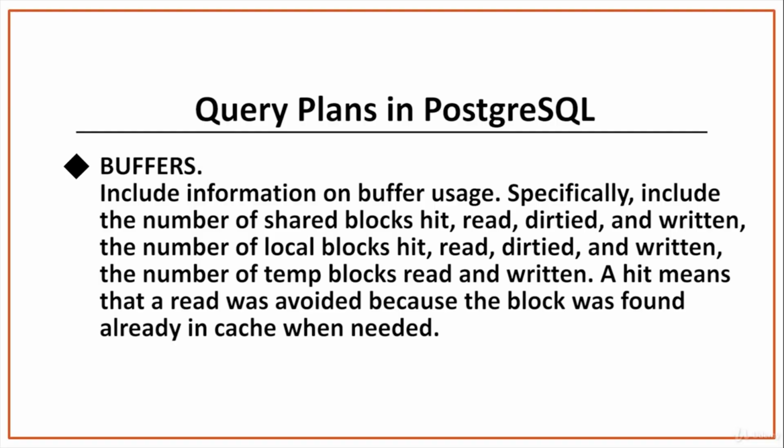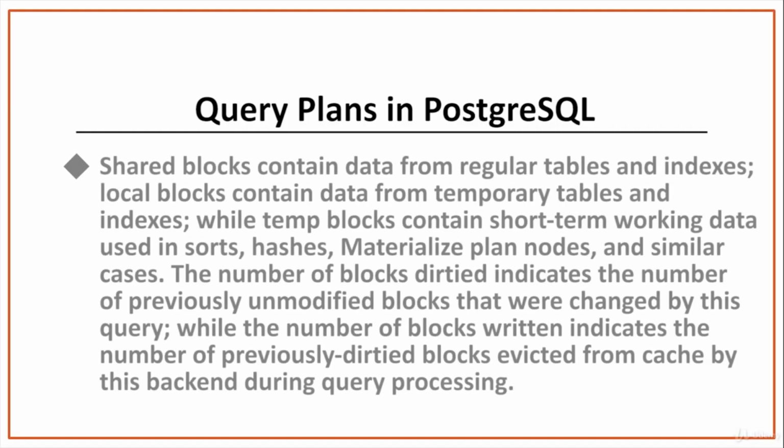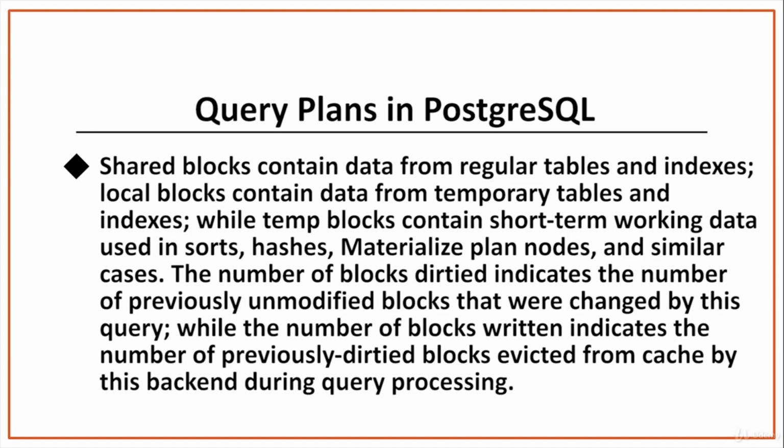A hit means that a read was avoided because the block was found already in cache when needed. Shared blocks contain data from regular tables and indexes. Local blocks contain data from temporary tables and indexes, while temp blocks contain short-term working data used in sorts, hashes, materialized plan nodes, and similar cases.